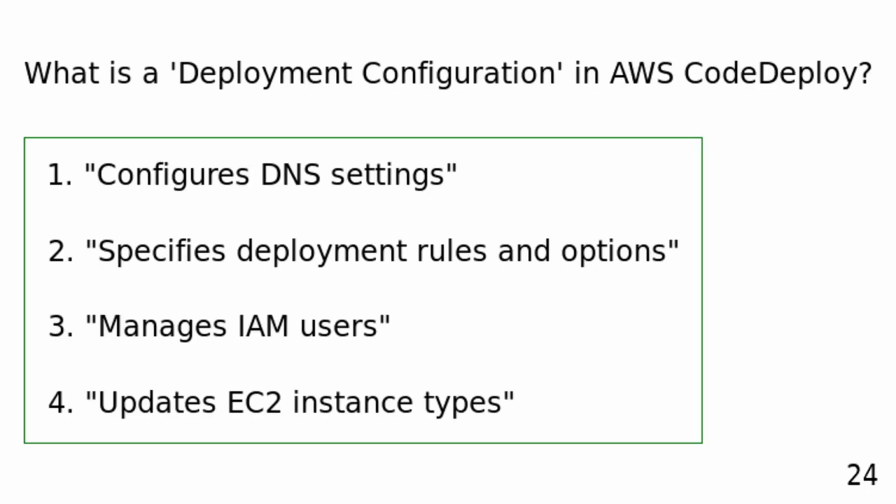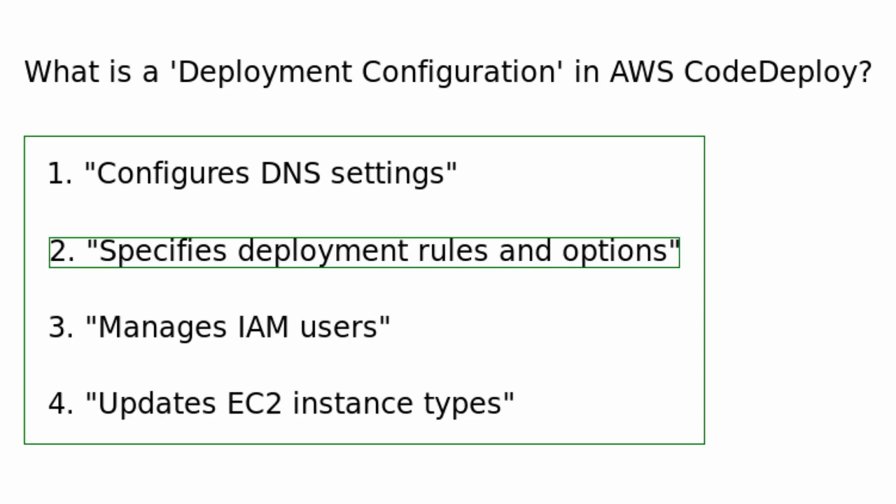What is a deployment configuration in AWS CodeDeploy? Configures DNS settings. Specifies deployment rules and options. Manages IAM users. Updates EC2 instance types. A deployment configuration in AWS CodeDeploy specifies deployment rules.